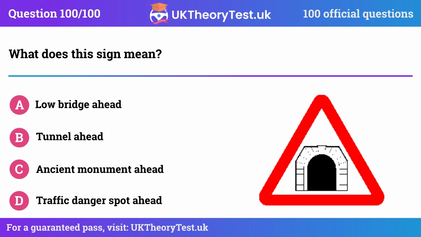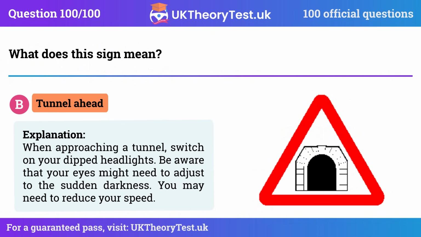The correct answer is B. Tunnel ahead. Explanation. When approaching a tunnel, switch on your dipped headlights. Be aware that your eyes might need to adjust to the sudden darkness. You may need to reduce your speed.